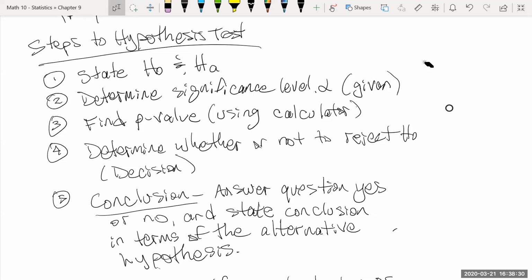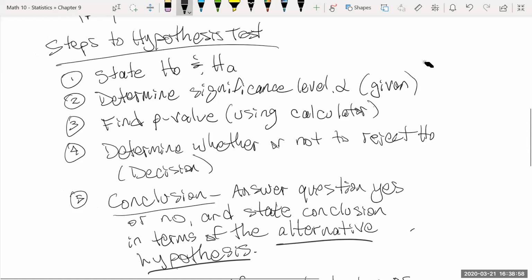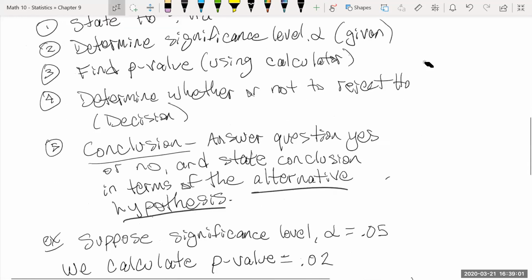Then we come to our decision rule. And the decision is, should I reject the null hypothesis or not? Again, it's going to be based on the p-value. We'll see an example of that shortly. And then lastly, state my conclusion. The conclusion is always an answer to the question. It starts with yes or no, and then you state your conclusion in terms of the alternative hypothesis. But notice, in terms of the alternative hypothesis. We'll show that as we do a couple examples.